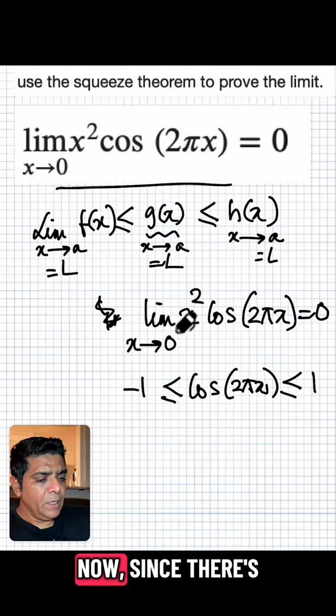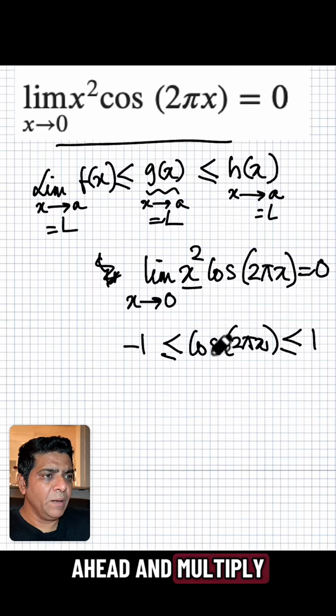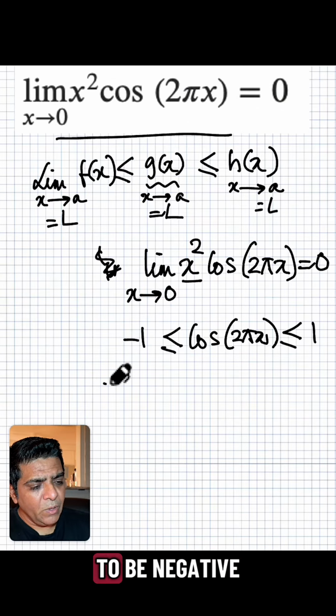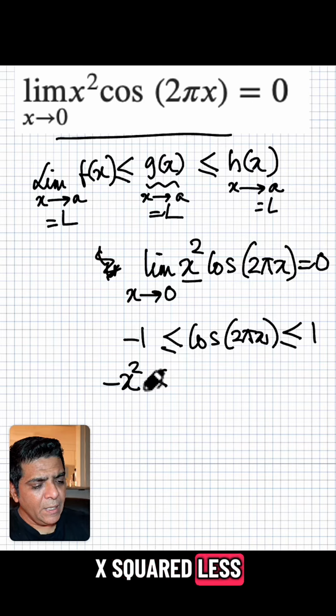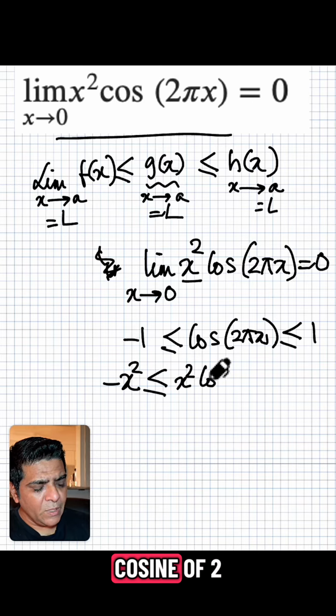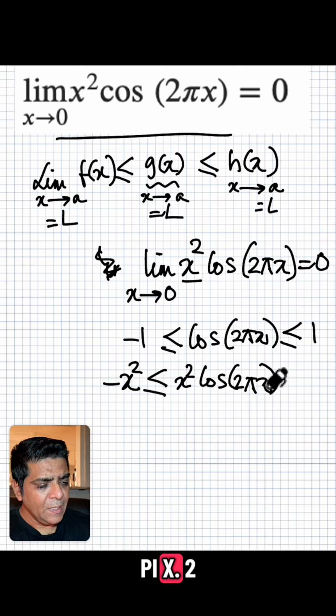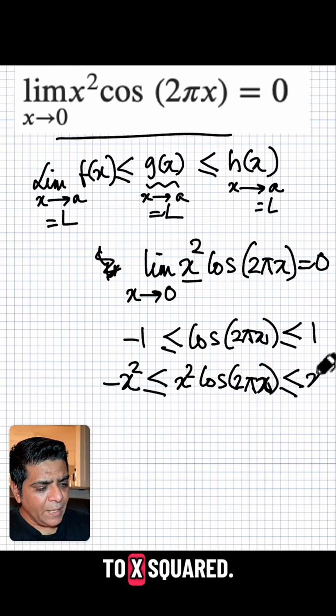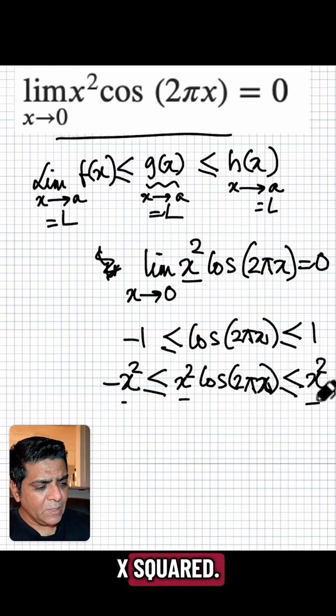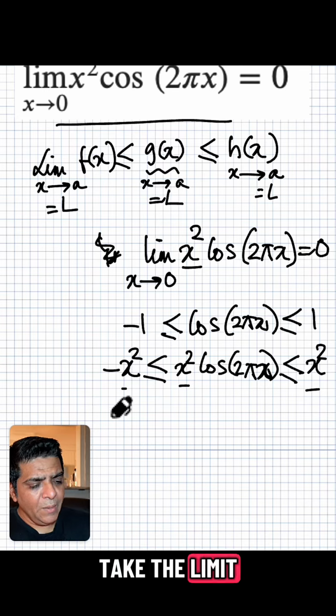Okay, all right, now since there's an x squared here, we're going to go ahead and multiply through by x squared. So this is going to be negative x squared less than or equal to x squared cosine of 2 pi x, which is less than or equal to x squared. All we did was multiply the entire thing by x squared. All right, now let's take the limit of each of those.